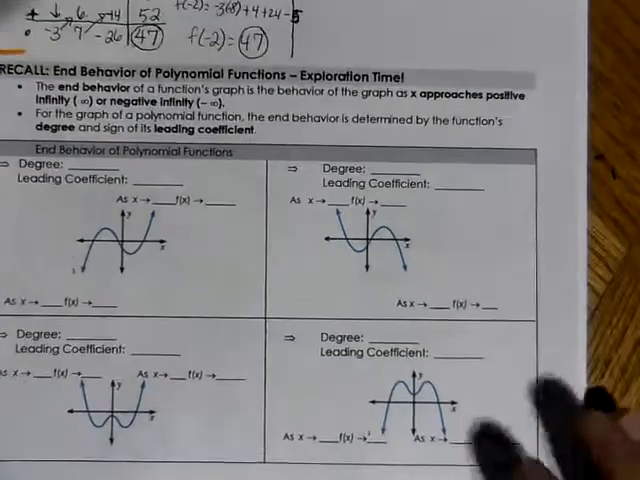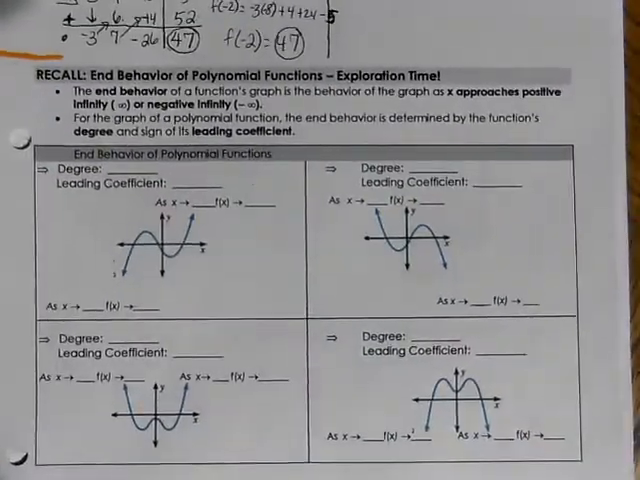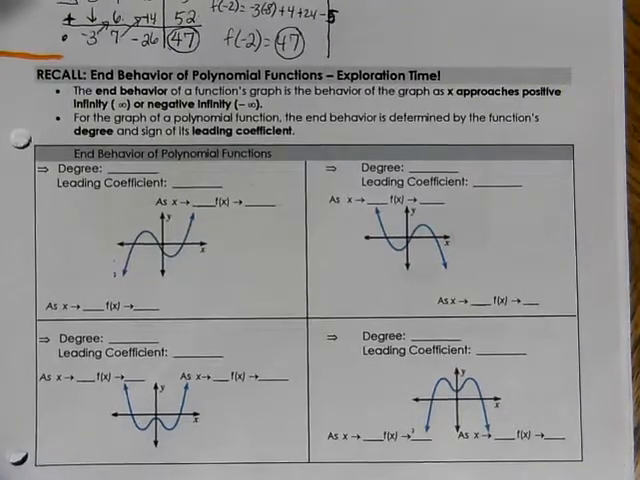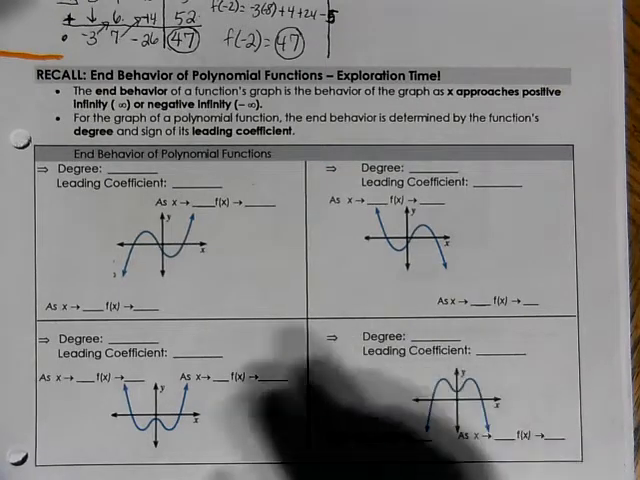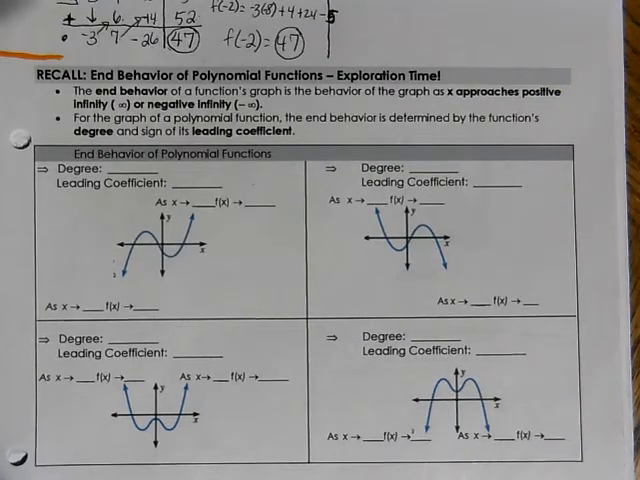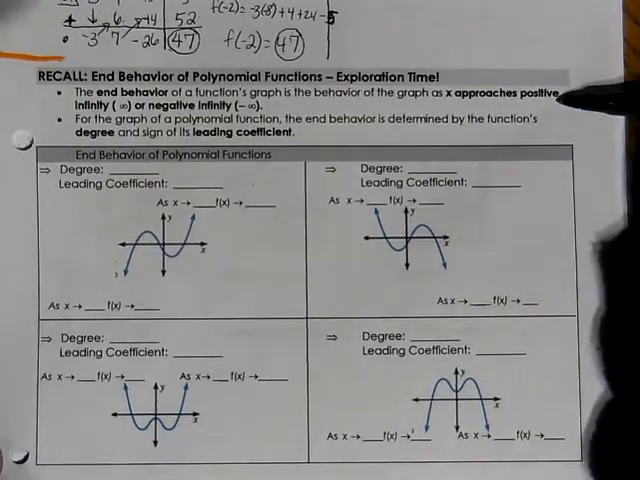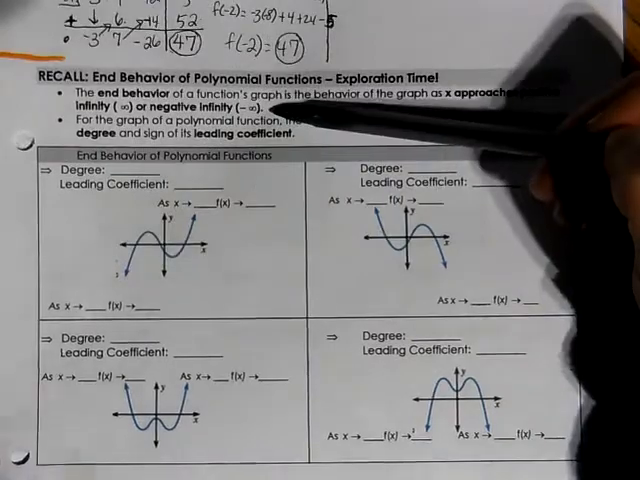Hi everyone, for today's lesson we are going to continue with Unit 2, Day 1, but this time we're going to discuss end behavior. Now recall, end behavior of any function, whether it's a polynomial function or not, is all about what's happening as x approaches positive infinity or as x approaches negative infinity. That is what end behavior is.